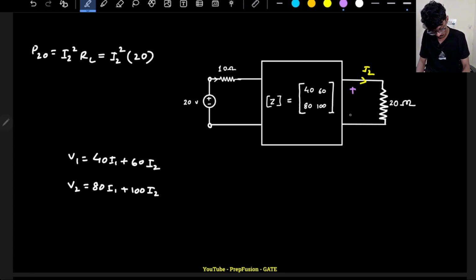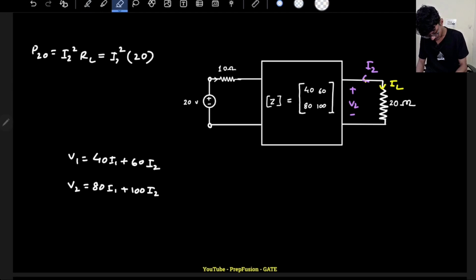One more thing, again the same thing. So this is my V2. I2 is not actually this. I was wrong, sorry. I2 is this. The I2 port current is this. And this, let's assume as IL. So this will be IL basically.